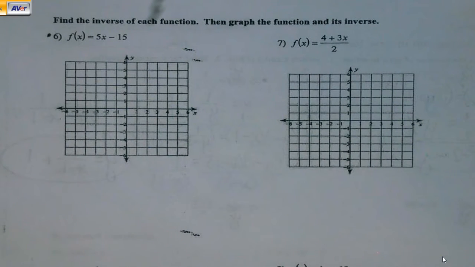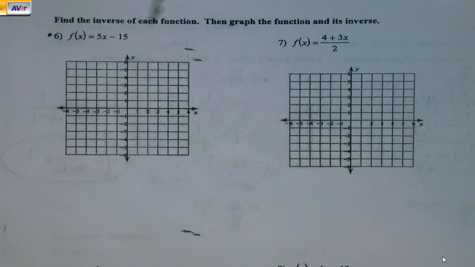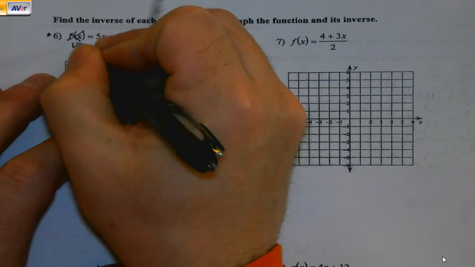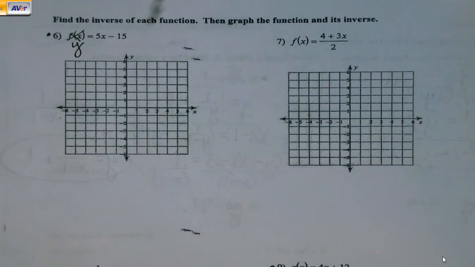As we turn with our inverses, find the inverse of each function. Then, graph the function and its inverse. Okay, we've talked about this a little yesterday with the matching problems and that last problem we did in the examples. So I get this part here. So my first job, it says, find the inverse.